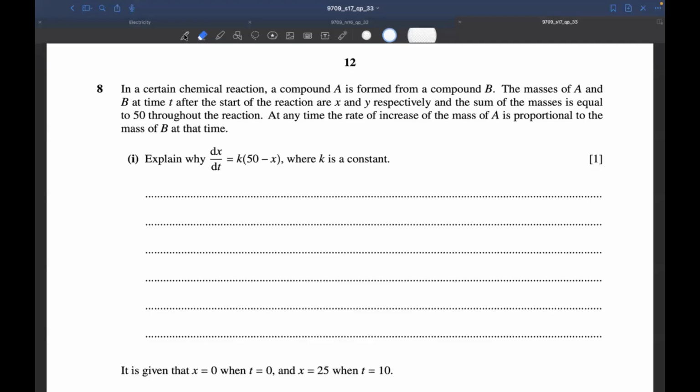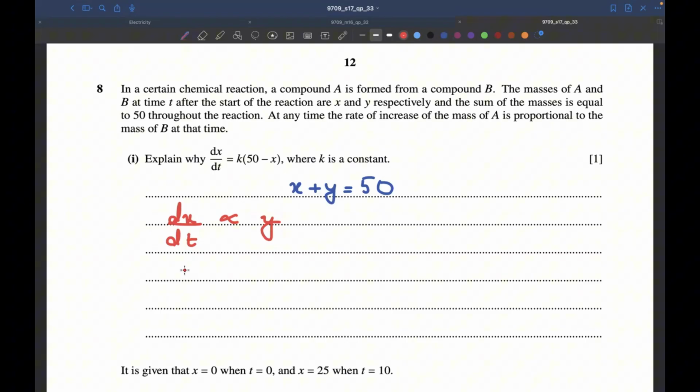In question 8, it says that in a certain chemical reaction, a compound A is formed from a compound B. The masses of A and B are given as X and Y, and the sum of the masses is equal to 50 throughout the reaction. So initially, we can simply write that X plus Y is equal to 50. It says at any time that the rate of increase of mass A, so when we talk about the rate of increase, we write it as dx by dt, is proportional to, so we make the proportional sign, is proportional to the mass of B, which is equal to Y. We have to explain why dx by dt is equal to k into 50 minus x.